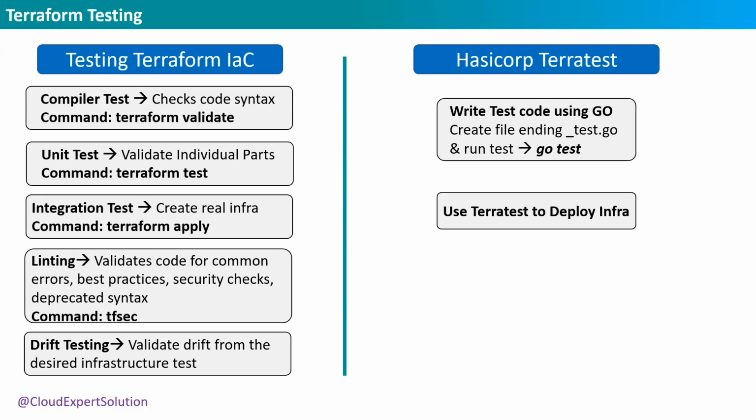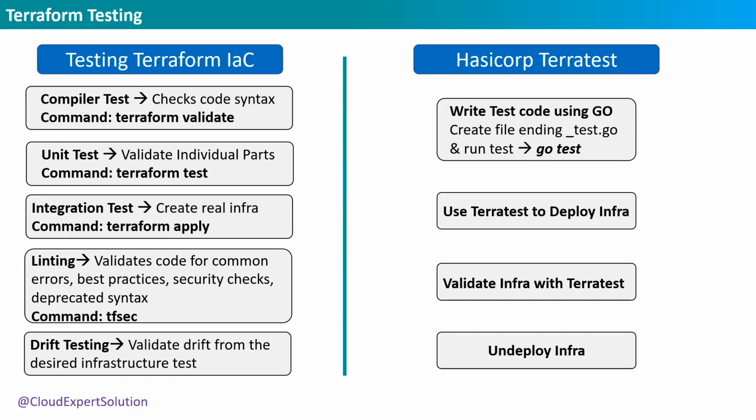The next is you have to use Terra test to deploy the infra. That means you are deploying the infrastructure, you are validating if each and every component is deployed successfully, and you are doing the integration test. And then you are going to initiate the infrastructure validation process with Terra test, and everything will be combined as part of that. And at the end of the validation, once everything is validated, what you are going to do, you are going to undeploy the infra. So this will be part of the Terra test.